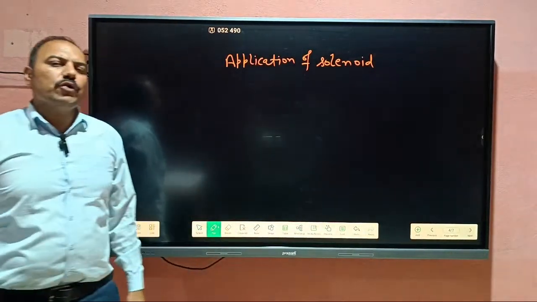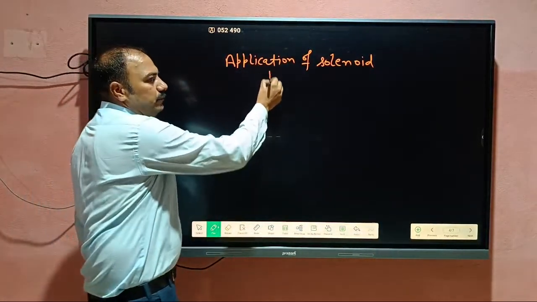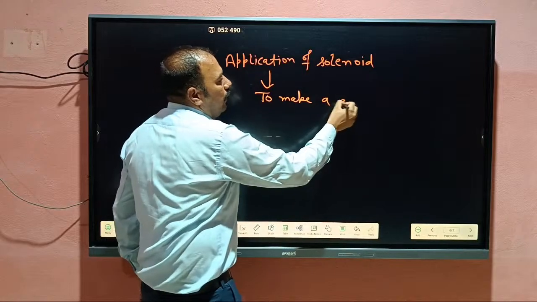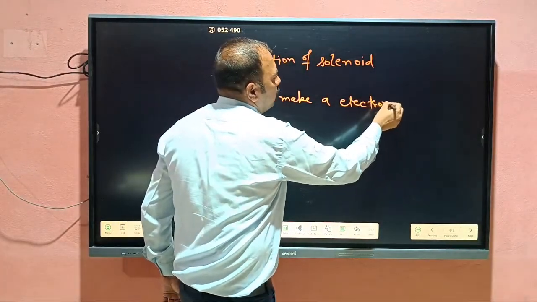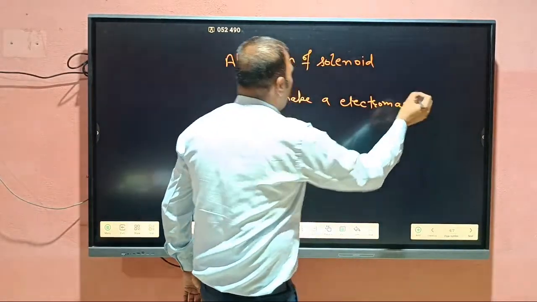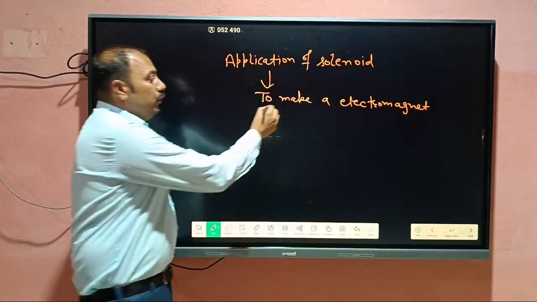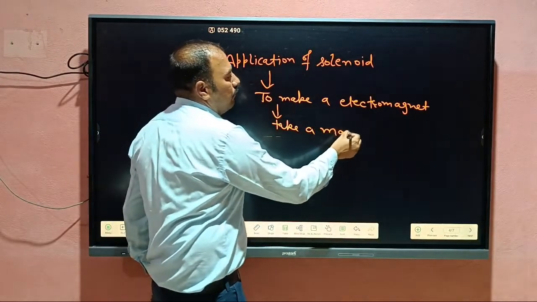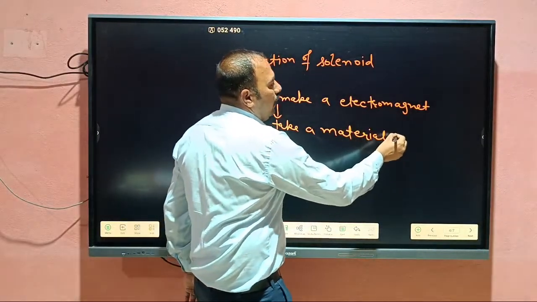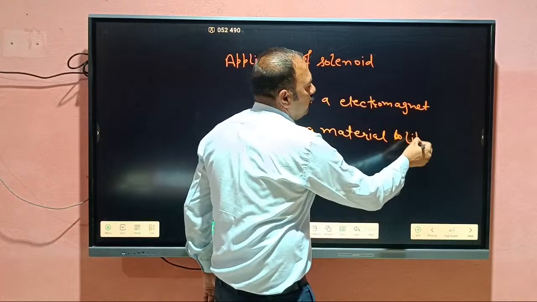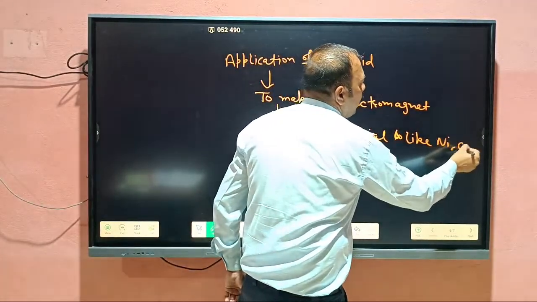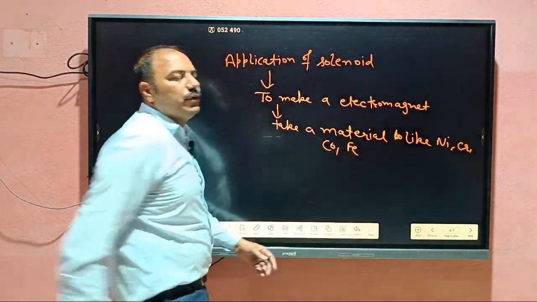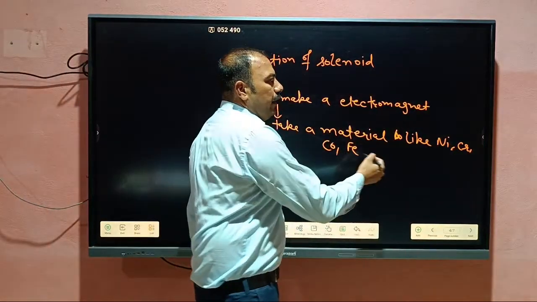The most important application of a solenoid is to make an electromagnet. So how do we make an electromagnet? You take a material like nickel, chromium, cobalt and iron. These are the metals: nickel, chromium, cobalt and iron.